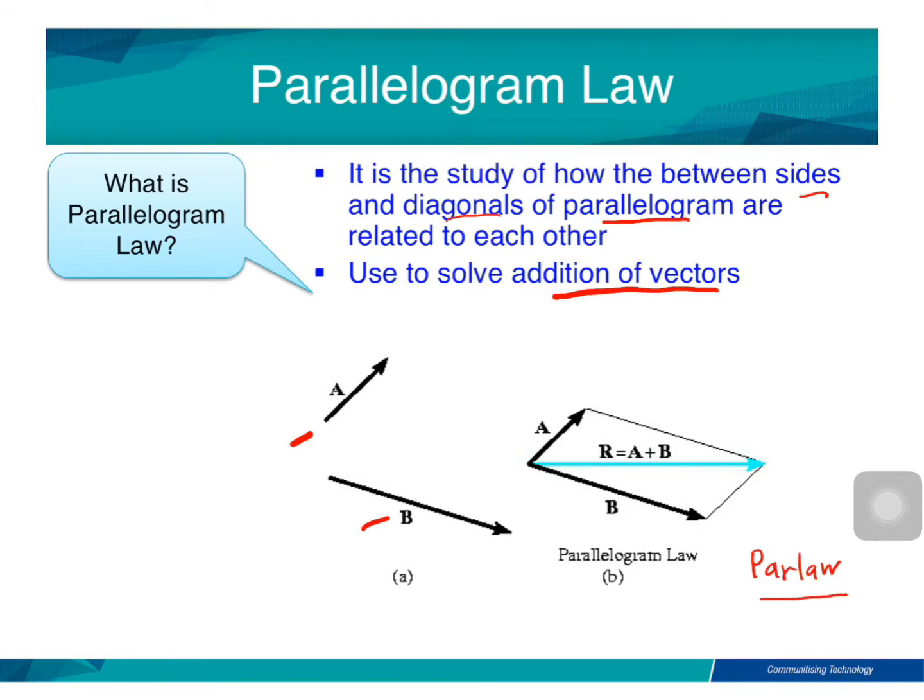So now by using this par law, what you should do is this is the vector A, and this is the parallel of A. Now this is the vector B. So this is the parallel of B. Now the intersection is the resultant. So this force resultant is the addition of vector A and vector B.